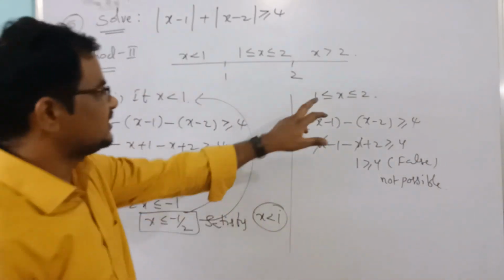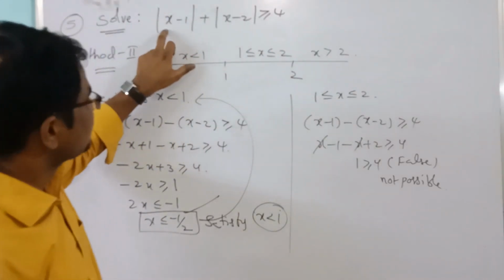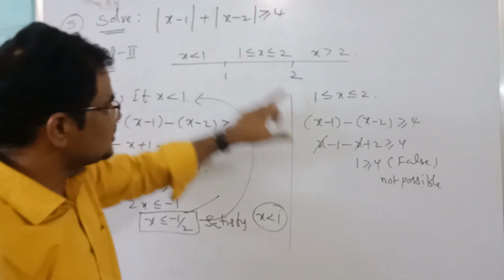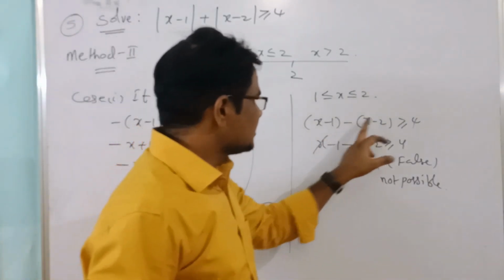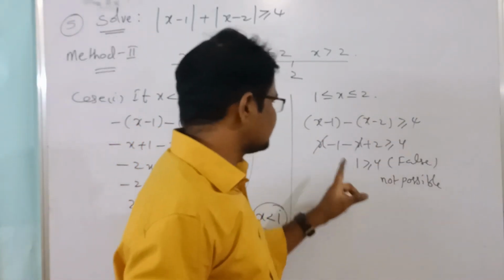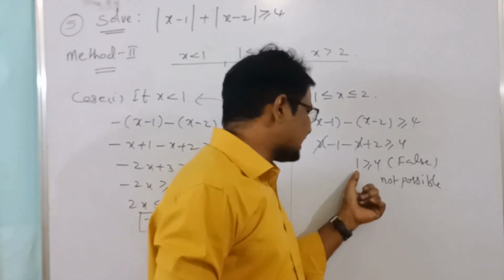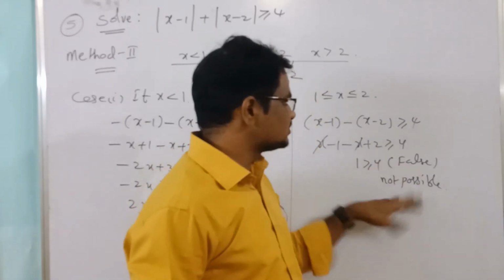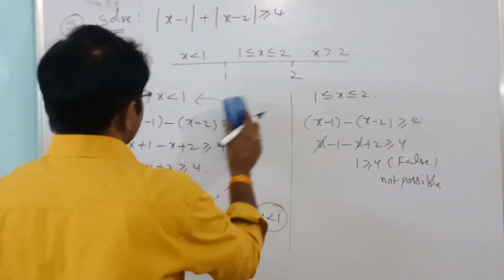So once again, between any two values, I will substitute 1.5. Here x minus 1 is negative, so minus of x minus 2. So x minus 1 minus x plus 2 greater than or equal to 4. Minus 1 plus 2 is 1. Is it true? No, 1 is not greater than or equal to 4. So there is no solution in this case. Next come to the third case.